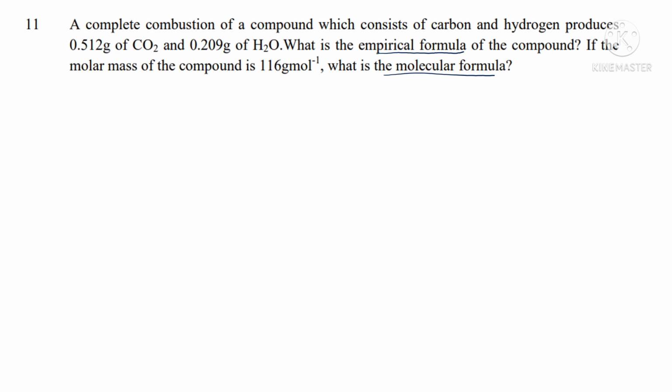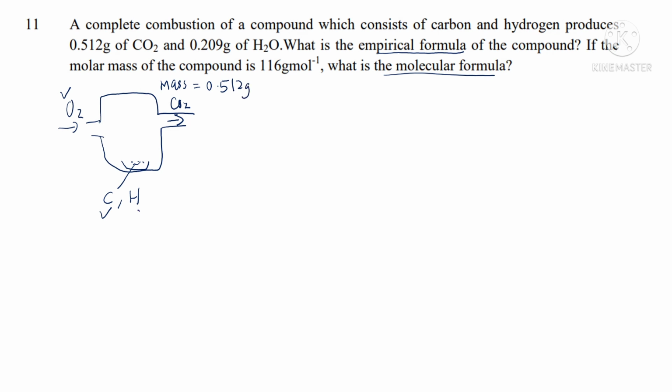So from the question, we know that the compound consists of carbon and hydrogen. And when it is being combusted with oxygen, the carbon reacts with oxygen and produces carbon dioxide. The carbon dioxide produced has a mass of 0.512 gram. And the hydrogen in the compound, when combusted with oxygen, will produce steam or water with a mass of 0.209 gram.